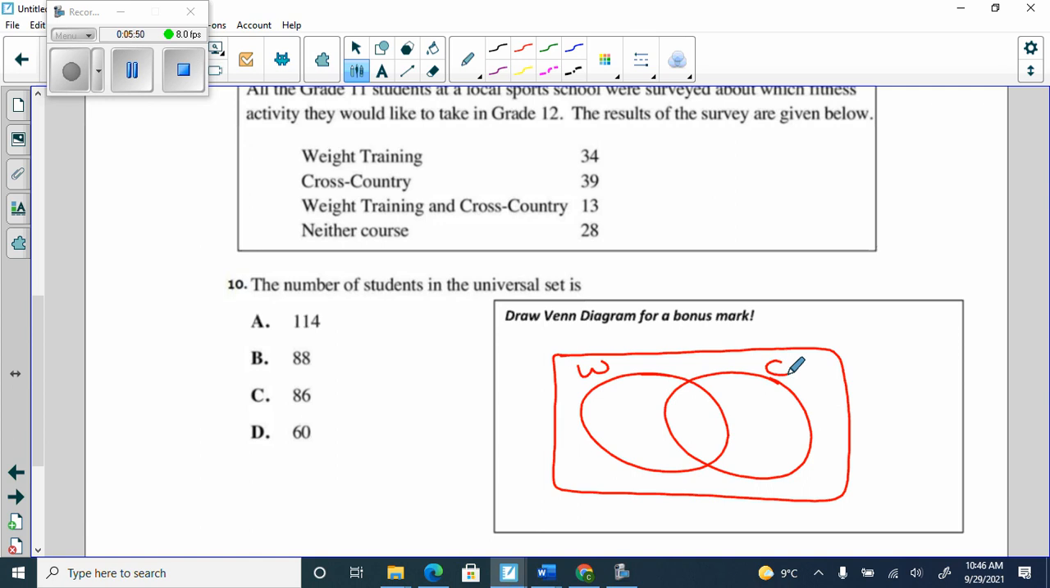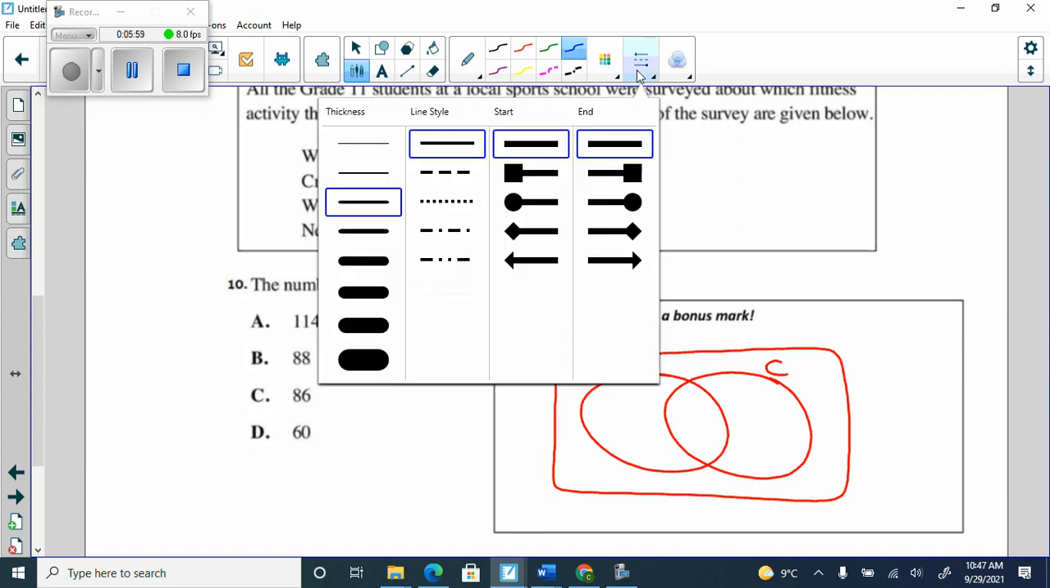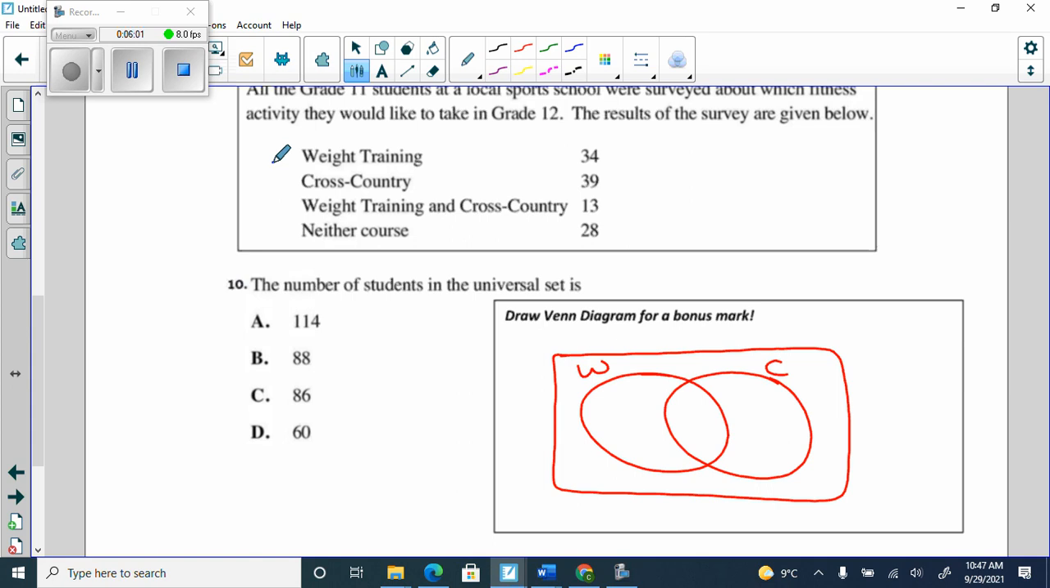I don't know what's going on. We have weight training and cross country. That's not annoying at all. Let's get carpet of some sort. So we always have to start off with the ands. Weight training and cross country is 13.